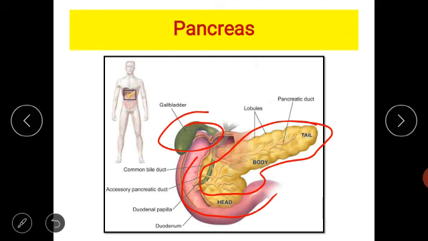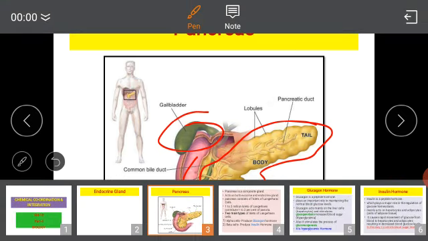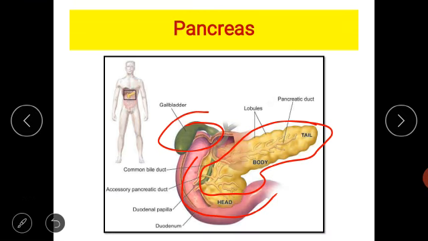So the pancreas is in contact with the small intestine, and there is a common duct between the liver and pancreas for the release of digestive enzymes into the small intestine. This part of the small intestine is the initial part of the small intestine. It is called the duodenum.